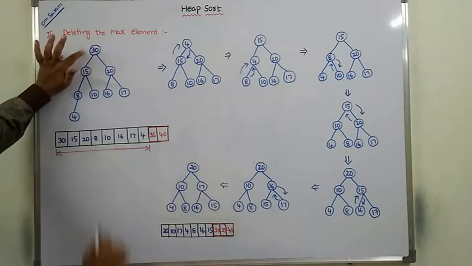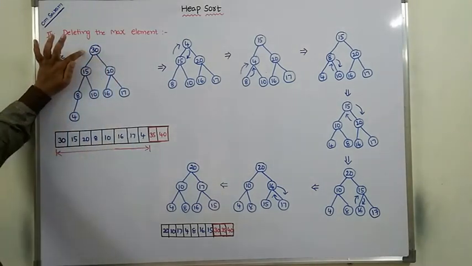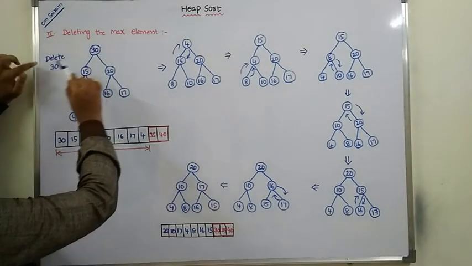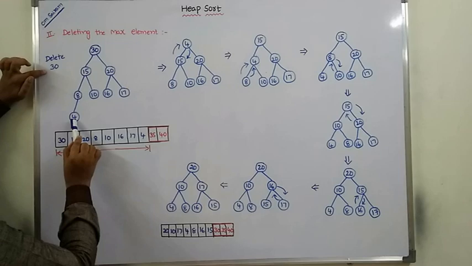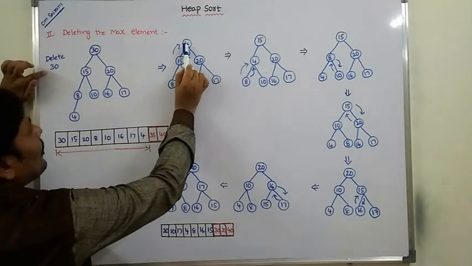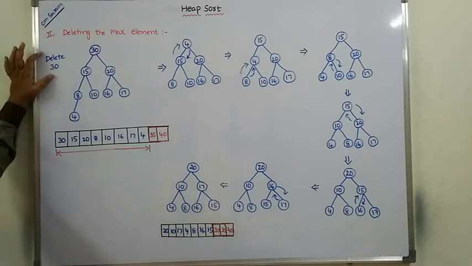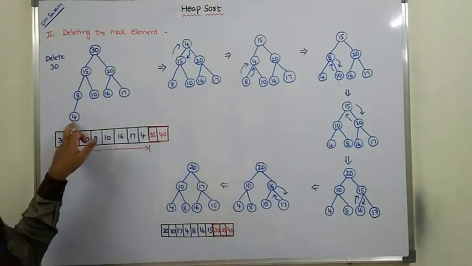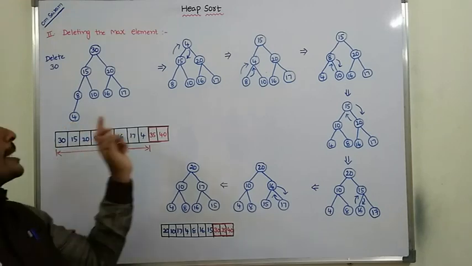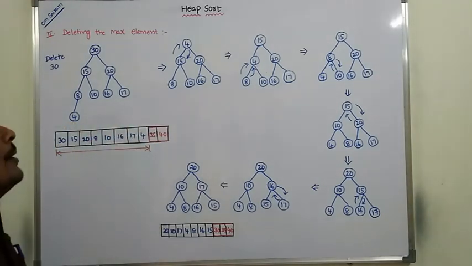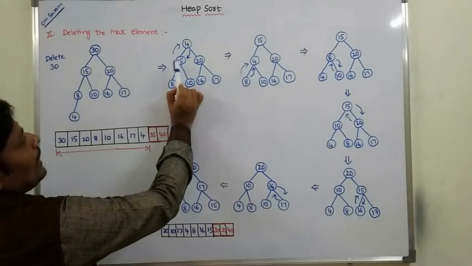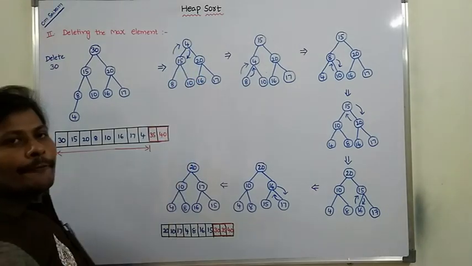4. Now 30 is replaced with 4. So deleting 30 and it is replaced with 4. Now 4 is the root node. So after deleting 30, it is replaced with the last element in the maximum heap, that is 4. Now 15 and 20 have the parent 4.